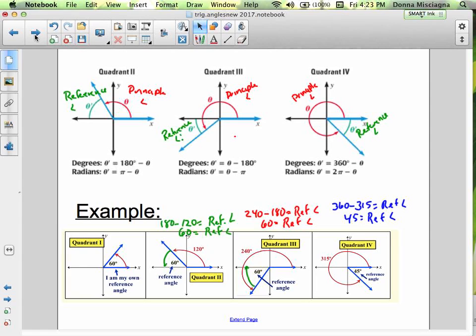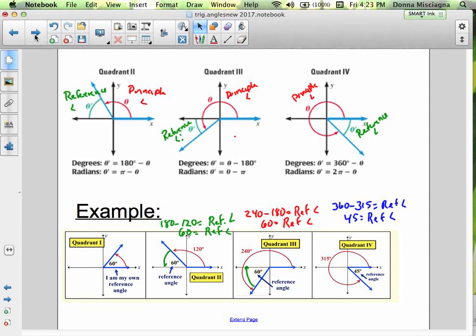So the theta with the little prime symbol is saying reference. You notice in the graph there that theta with the prime symbol is being referred to as the reference, and just plain old theta is the principal. So if we add those together, we get 180. Therefore, if I subtract the principal from 180, what's left is that reference angle.